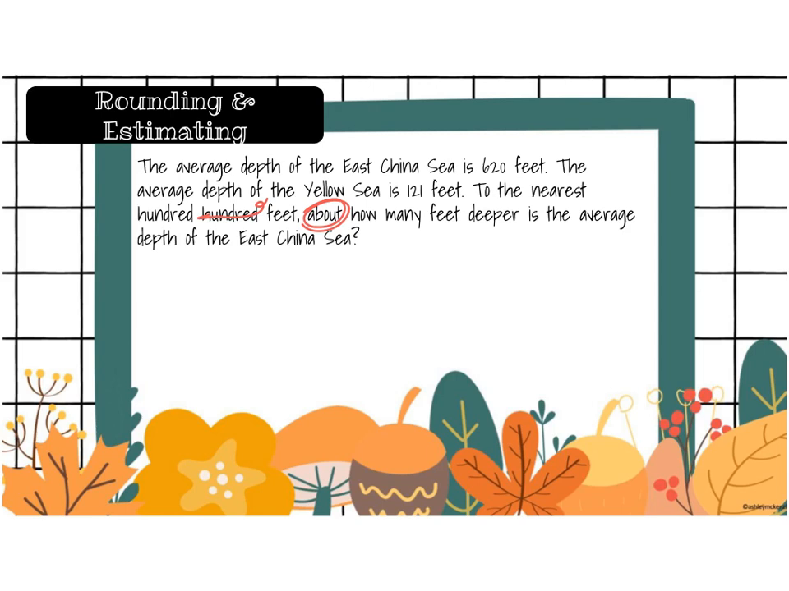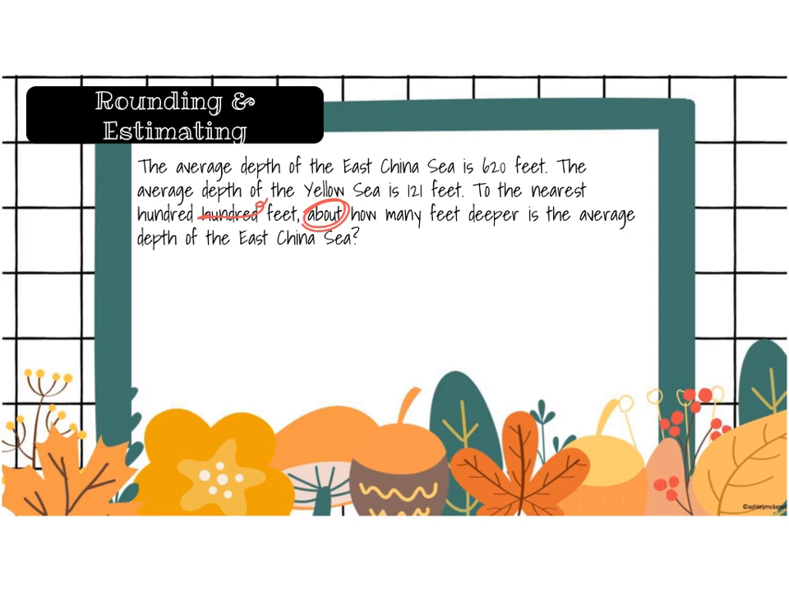I don't have an expo, so mine doesn't work. But it's fine. It's not. Put an extra zero on that, Milo. Yeah, zero. How tall was it? How deep was the lake, Sienna? About East China Sea. The East China Sea is 620 feet. The Yellow Sea is 121 feet. So to the nearest 100, oh, that's why it's how many feet deeper?